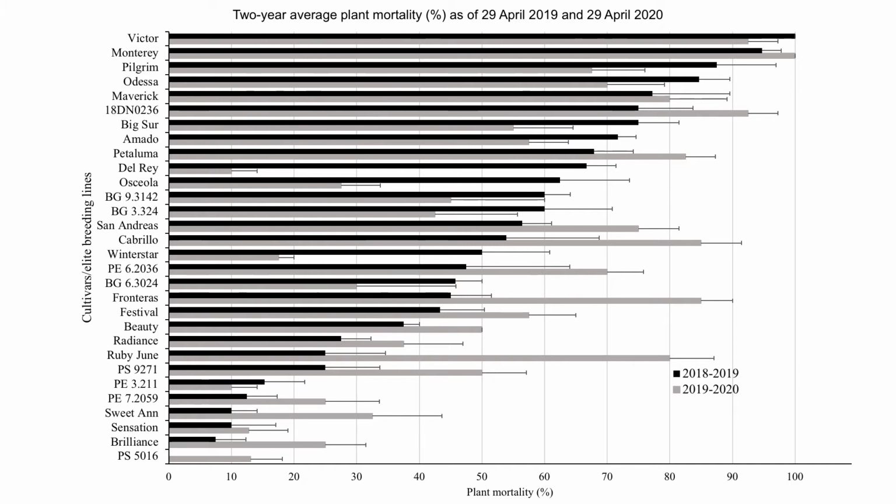But then you see cultivars like Del Rey, which is a third down of the y-axis, or others like Ruby June, which is a third from the bottom of the x-axis. You can see that they have over 50% difference in both years. This is important because it shows that it's important for a breeding program to conduct experiments more than 2 years.